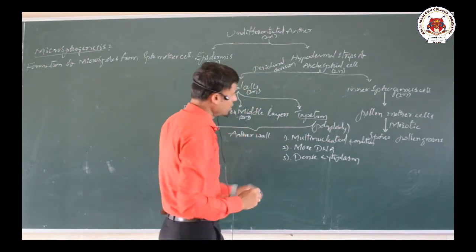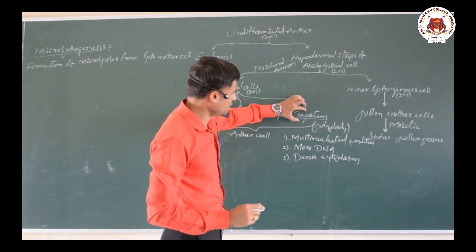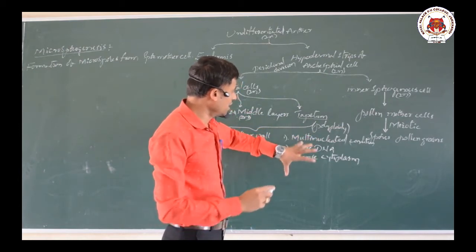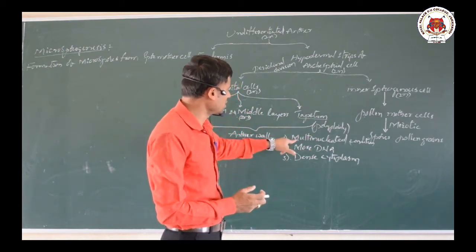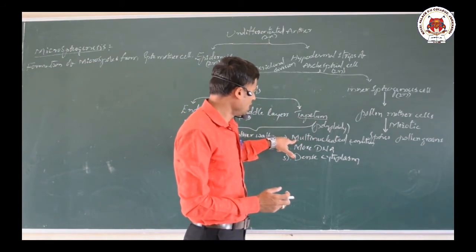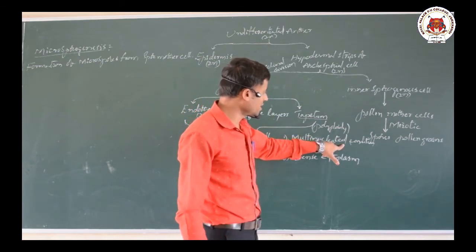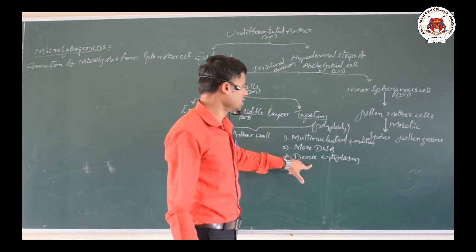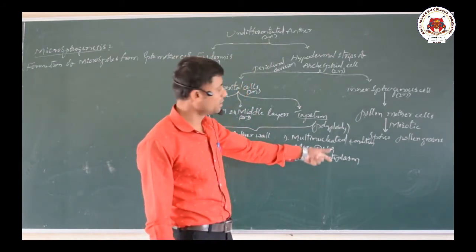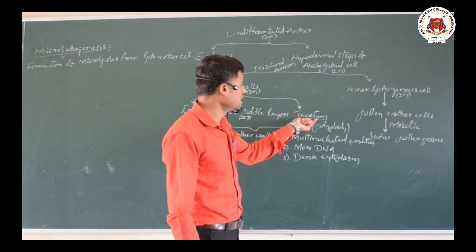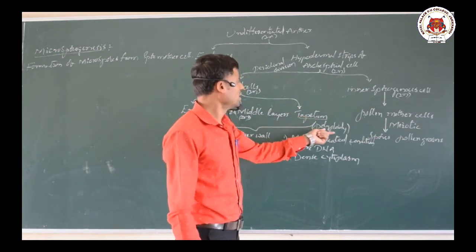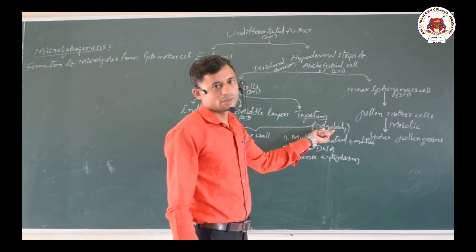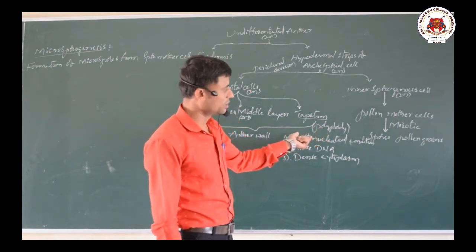The tapetal cells have distinctive characters: they are multinucleated, with more DNA concentration and dense cytoplasm. These are the basic characters of the tapetal cells. That's why they are in a polyploid condition. Due to being multinucleate, they automatically become polyploid.